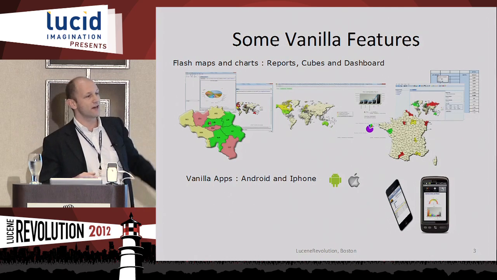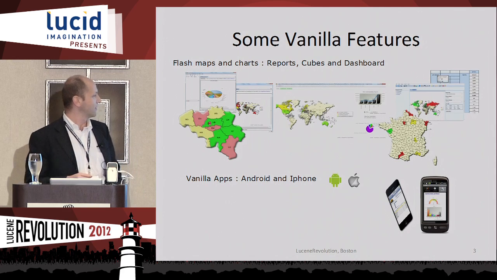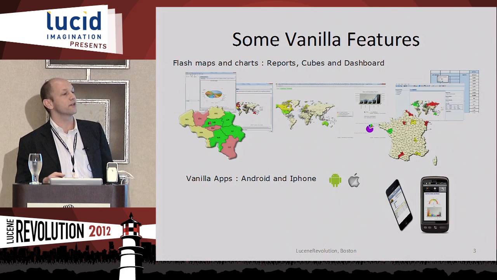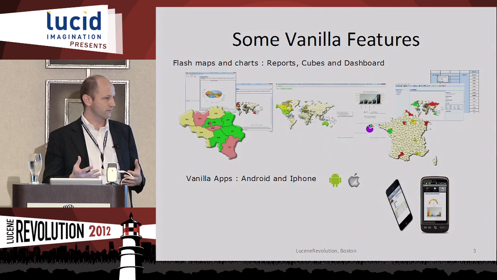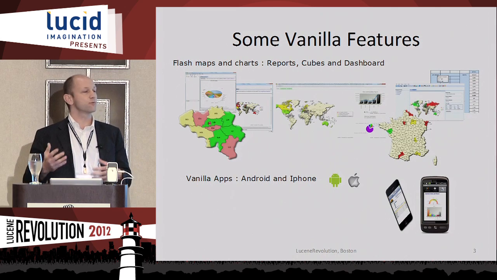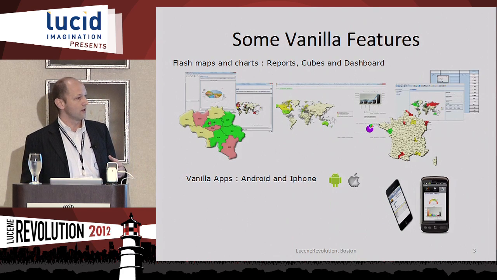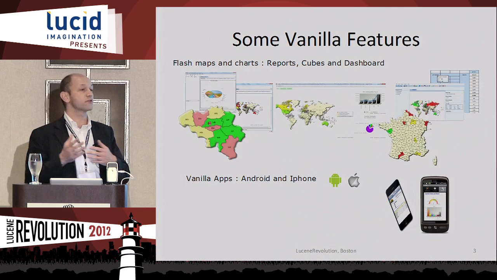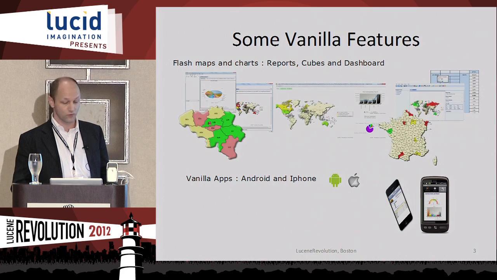So these are some Vanilla features. You have maps, you have cubes, you have KPIs, you have reports, and you have some Vanilla interfaces with iPhone and Android, okay? Globally, it's a BI platform, and we added some document management and others. The subject with Vanilla was really simple. When you do a report, you want to store the report, and you want to provide a search engine on your reports. This was our basic introduction to Lucene.